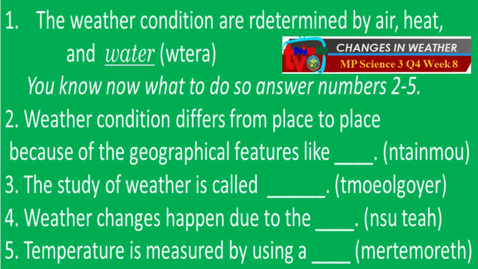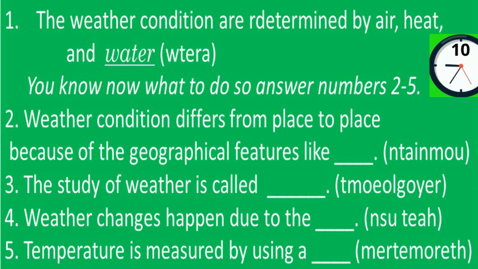Number 2. Weather conditions differ from place to place because of the geographical features like blank. Number 3. The study of weather is called blank. Number 4. Weather changes happen due to the blank. Number 5. Temperature is measured by using a blank.